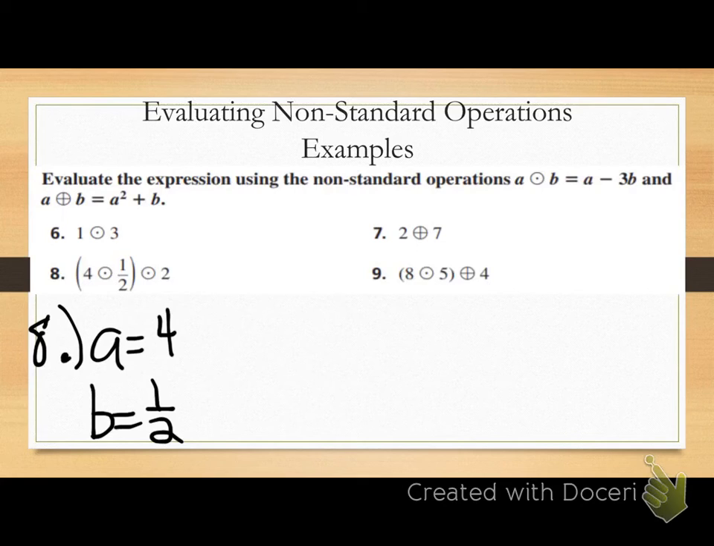Okay, for the parentheses, am I using the first or second operation? First, the circle dot. So I've got A minus 3B. So 4 minus 3 times 1/2.